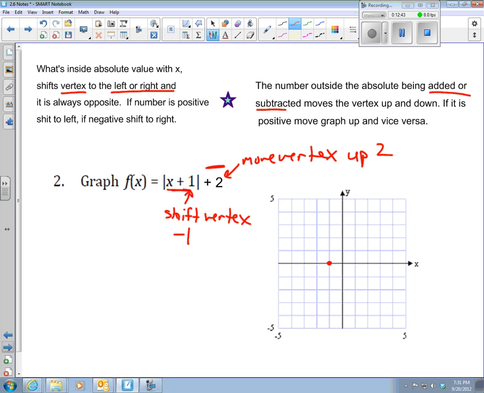So we had to shift it to the left 1. Now we're going to move it up 2 units. Okay, so our new vertex shifted from the vertex over to the left 1 and then up 2. So here's my vertex. And then just remember, absolute value is a V, perfect V. It's a slope of up 1 over 1. You can put as many points in as you want. And then mirror images on the other side. So this point mirrors up with this point over here. So up 1, back 1, up 1, back 1, up 1, back 1. And this would be our absolute value function.